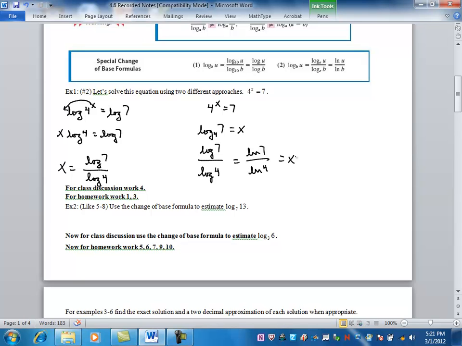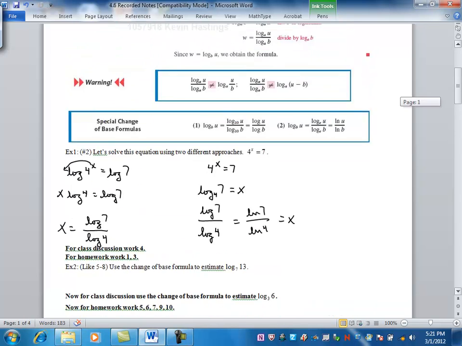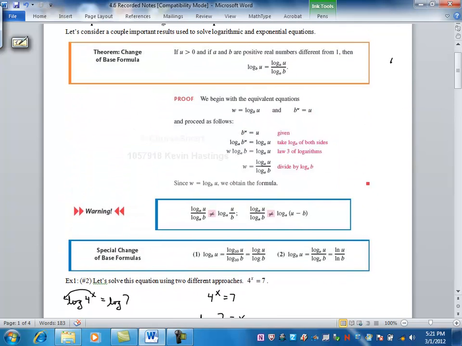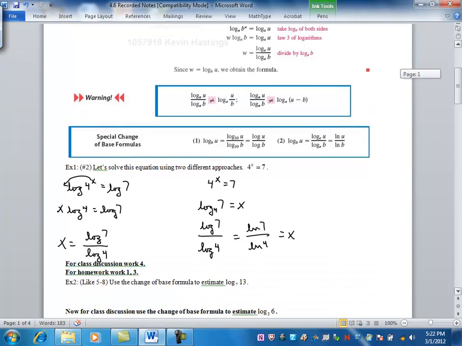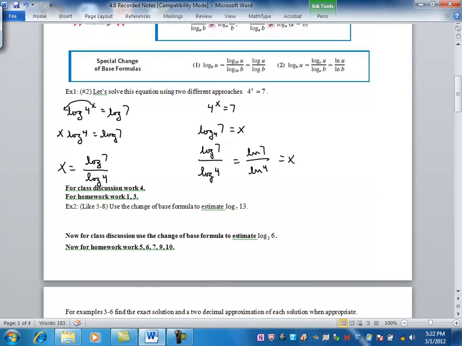The reason for that is when we look back up at our change of base formula, it says if u is greater than 0, and of course our base here is 4, so it is, then log base b of u equals log base a of u over log base a of b. And all we need is for a and b to be positive real numbers and different from 1. And certainly with the common log we have a base 10, the natural log we have a base e.